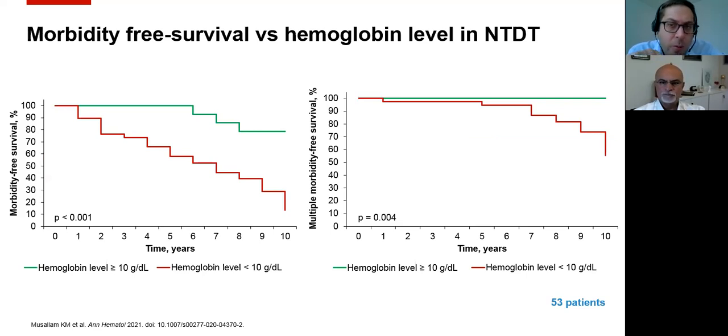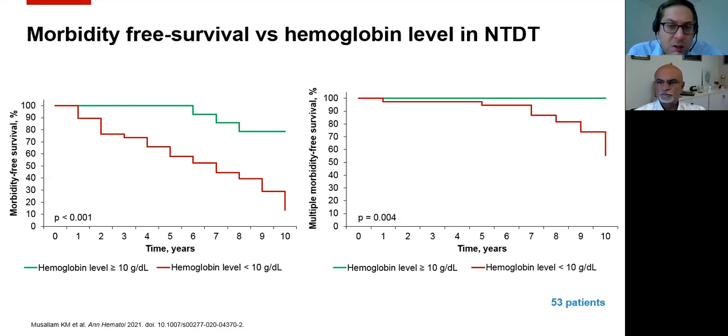And we were able to follow up a group of patients, not a big group of patients, but a very specific group of patients that was completely treatment naive. So they were not receiving any form of transfusion or iron chelation therapy. And we were able to look at the natural course of the disease accordingly.